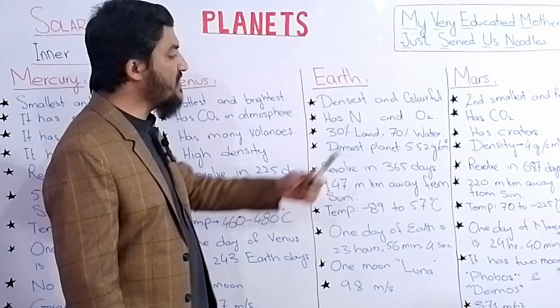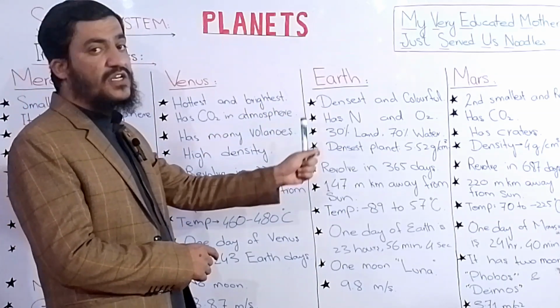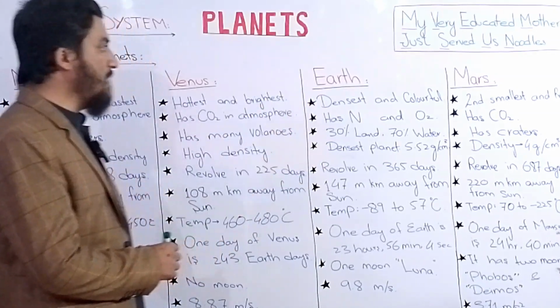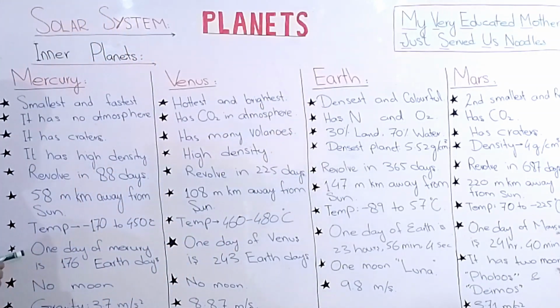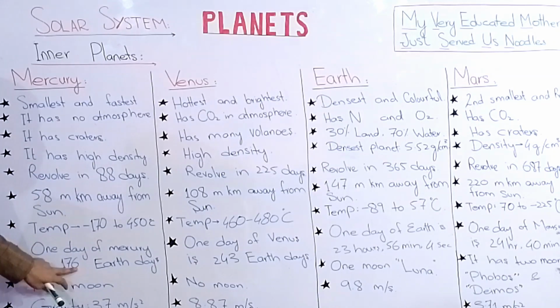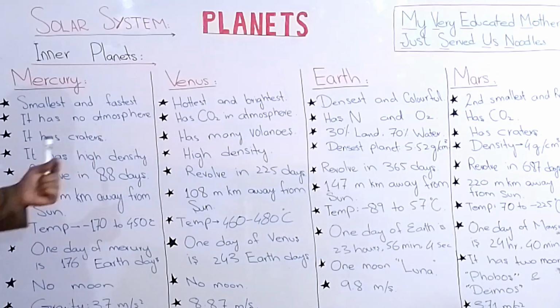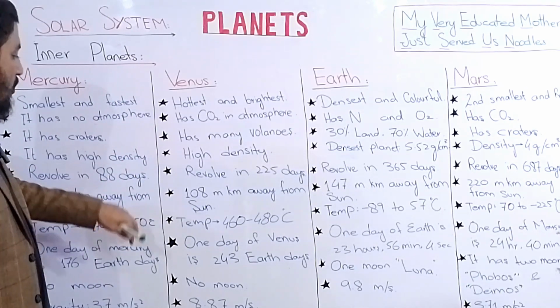Mars has an average temperature from 70 to minus 225, which is very cold. Then comes the day length: 1 day of Mercury is equal to 176 days of Earth. That's why it spins in its orbit very slowly. It takes 176 days to complete one spin on its own axis.